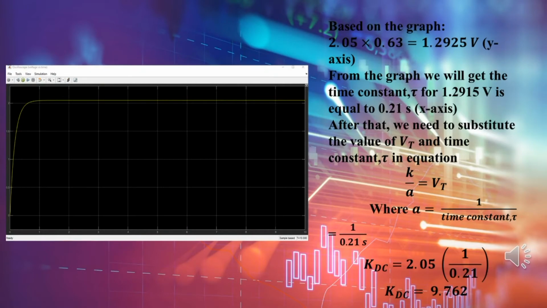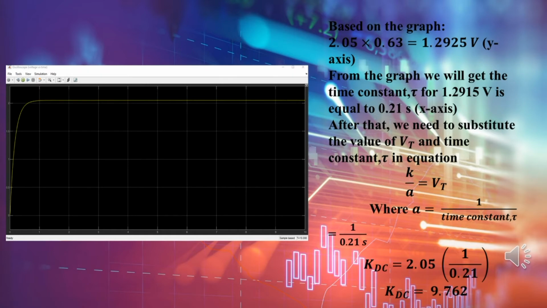This slide shows the graph of voltage over time. We get the graph from the oscilloscope result. Then we will find the value of KDC based on the graph given. So the voltage output of 2.05 volt will be multiplied by the constant value of 0.63, and we get the value on the y-axis, which is 1.2925 volt. From the graph, we get the time constant of 0.21 second, which intersects with 1.2915 volt.